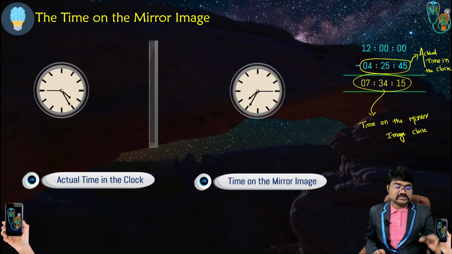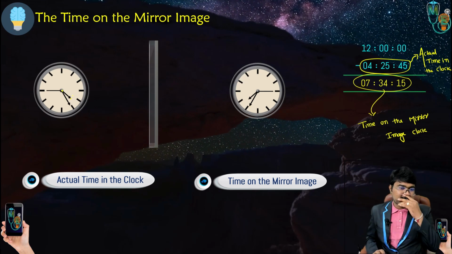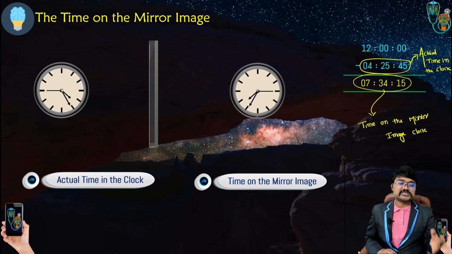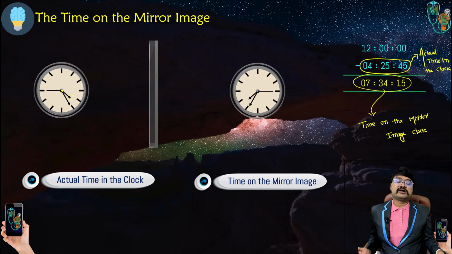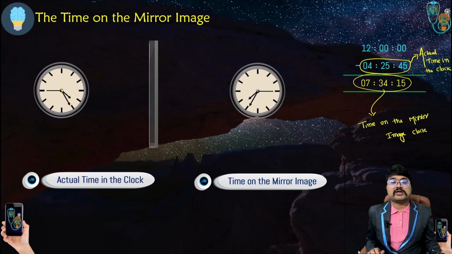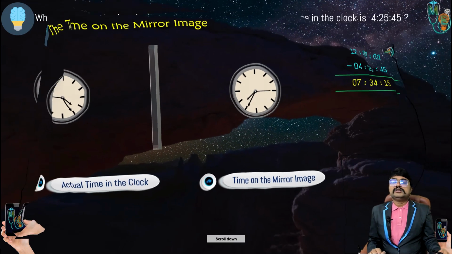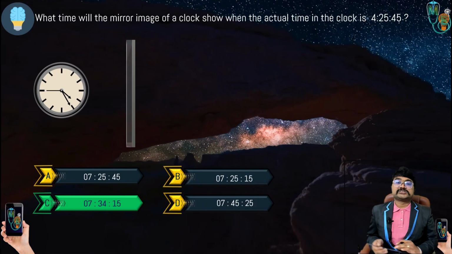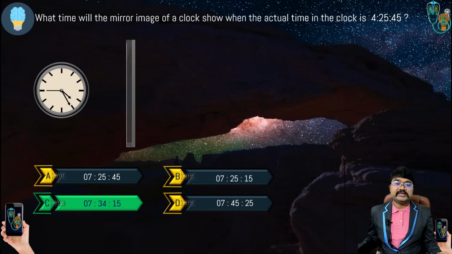Otherwise, you can use this formula. Generally, it's not a formula, it's a trick. By using this trick, you can easily calculate the time on the mirror image. See here, what is the answer to this question? 7 hours, 34 minutes and 15 seconds.